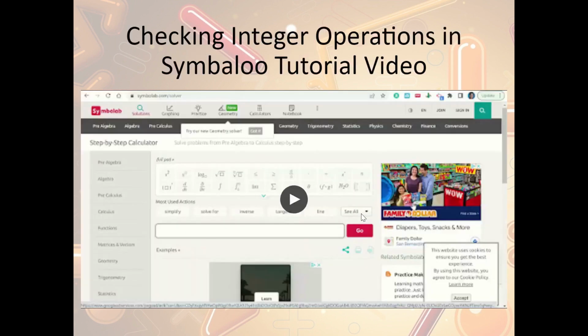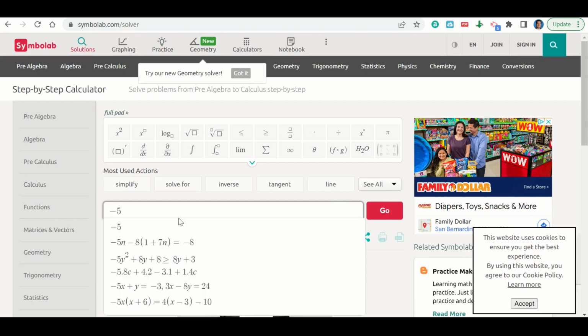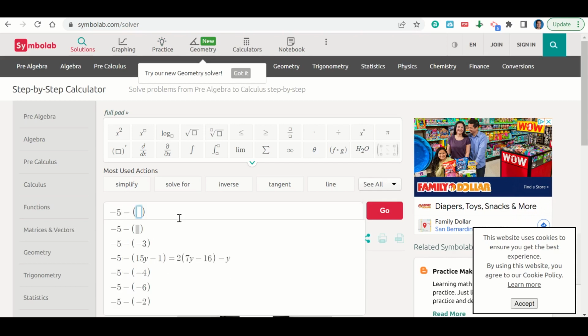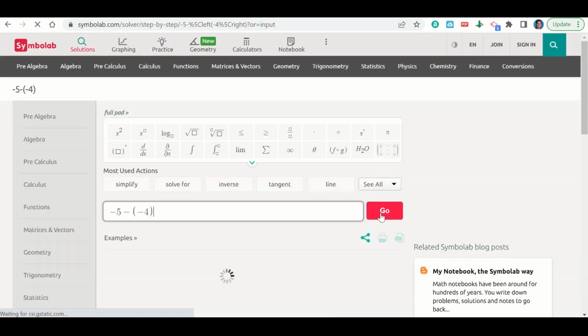Now there's a video here that shows you how you can check integer operations using Symbolab. So you can use that to check your work. Let's take a look now at how we can check our answers on Symbolab for integer operations. So we go to Symbolab.com and we're going to go ahead and put in our integer operations. So let's say we had a question that said -5 minus -4. And we can go ahead and click go.